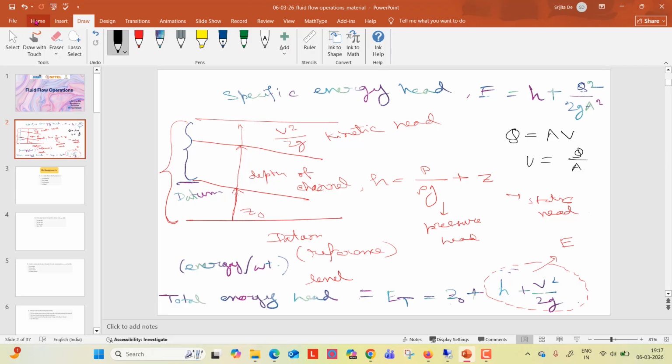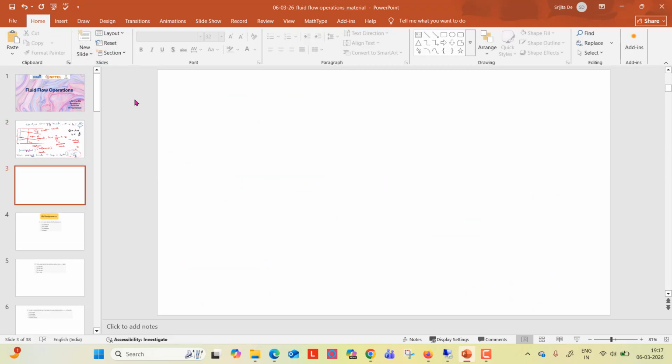Now we are getting to, what is the specific energy? So if you write again, we are mostly interested in the specific energy calculation, because this is very important. You will get to know why. Total energy considers the distance of the water channel from the reference level, but in case of specific energy, this reference has been omitted.